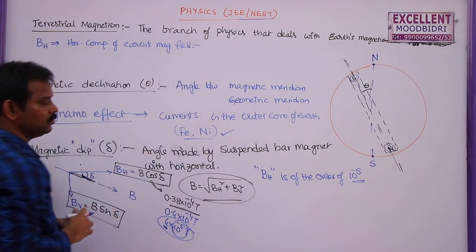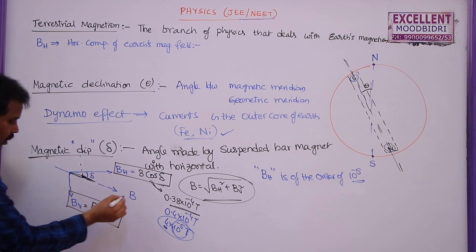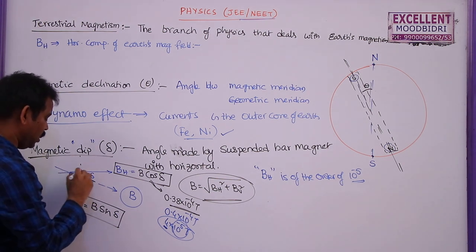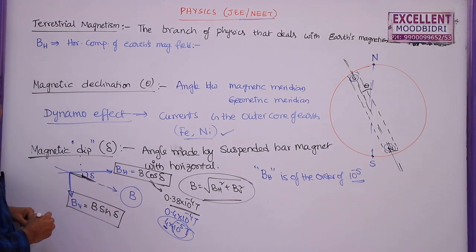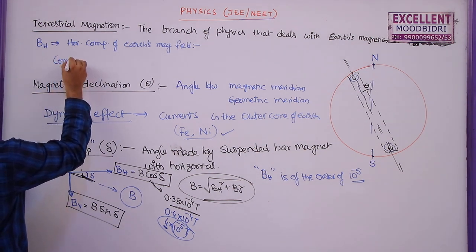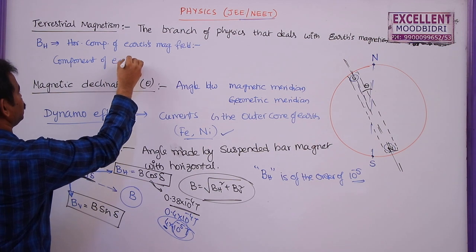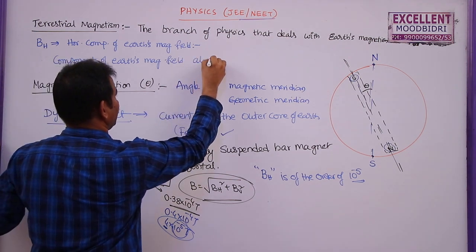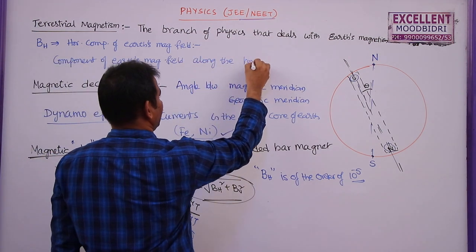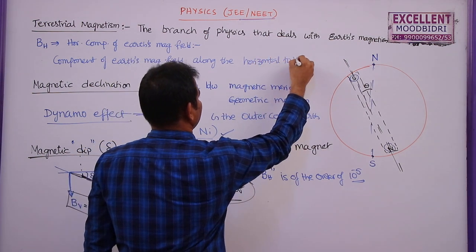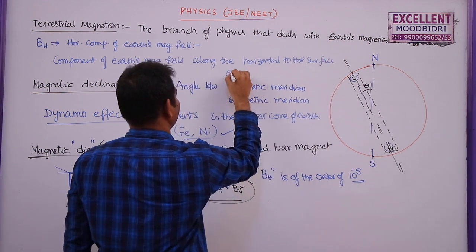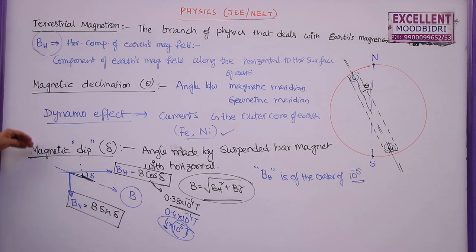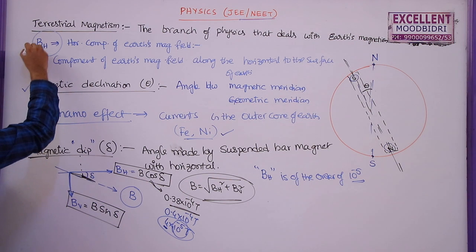So what is this BH? If you take the net magnetic field of our Earth and resolve it into two components, one along the horizontal and one perpendicular to the Earth's surface, the component of the Earth's magnetic field along the horizontal to the surface of the Earth is known as the horizontal component of the Earth's magnetic field, and these three are known as elements of the Earth's magnetic field.